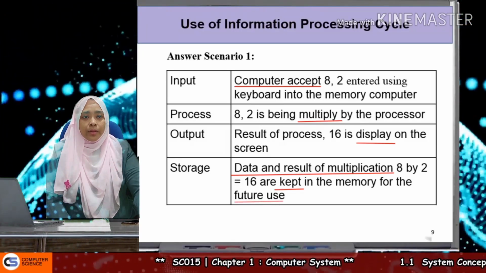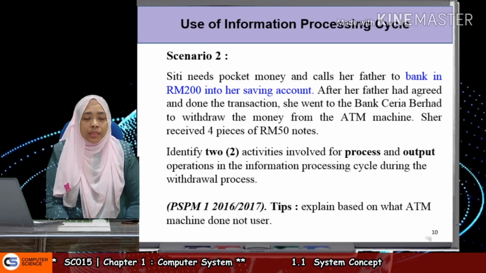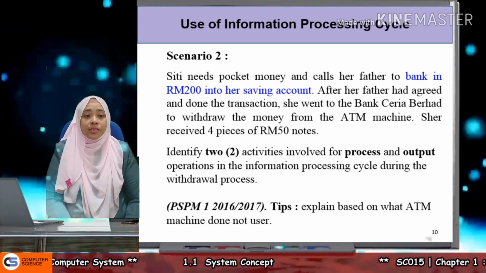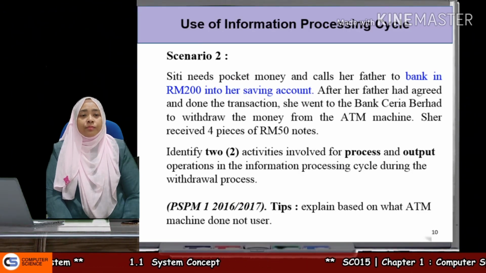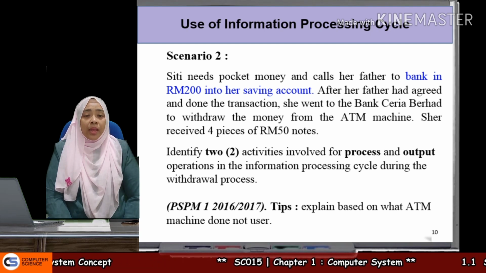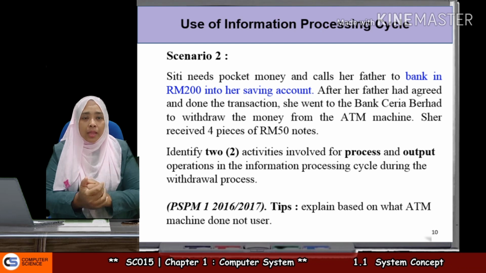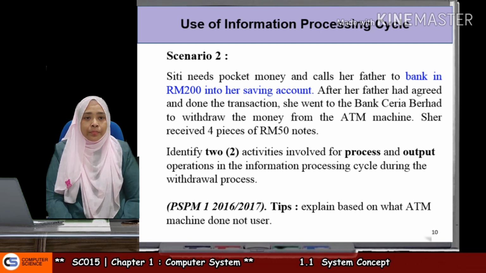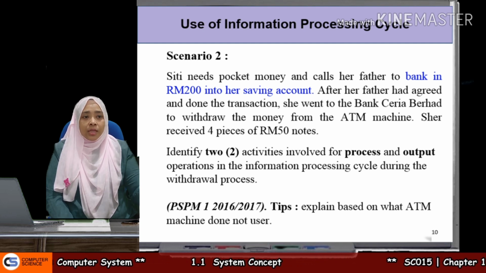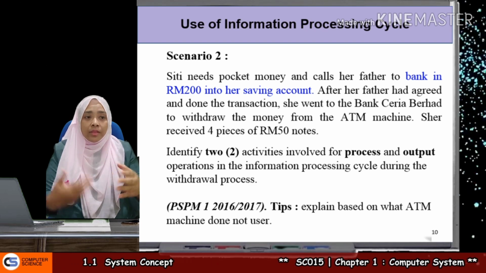Alright. Okay, look at the next scenario. Scenario 2. This is from PSPN 1 2016-2017. Siti needs pocket money and calls her father to bank in RM 200 into her saving account. So the main activity is banking in RM 200 into her saving account. Then after that, her father agrees and does the transaction. Then she went to the bank Ceria Berhad to withdraw the money. That is the second activity.